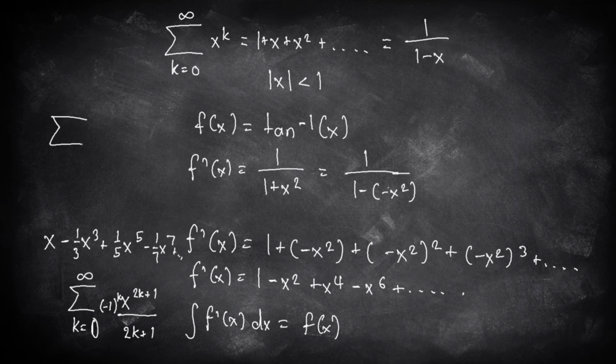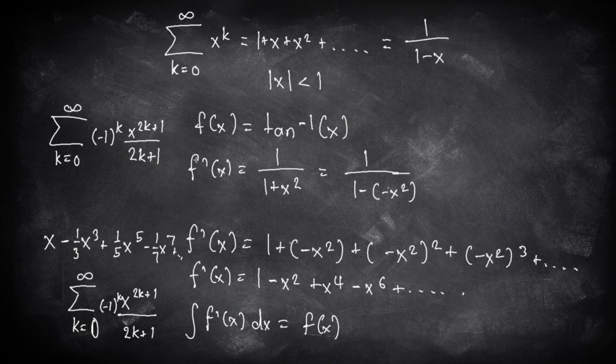So let me rewrite this because that looks a little bad. So we have negative 1 to the power of k, x to the power of 2k plus 1 divided by 2k plus 1. And that is going to be our equation for inverse tangent.